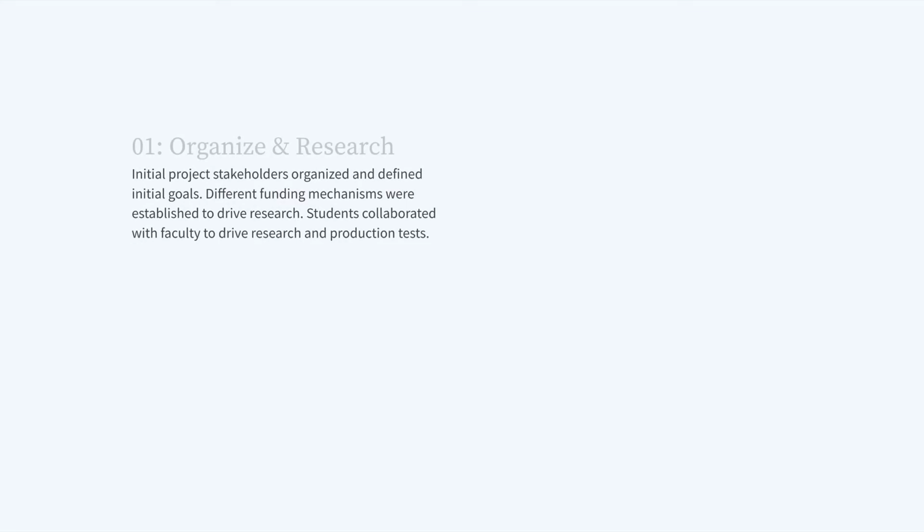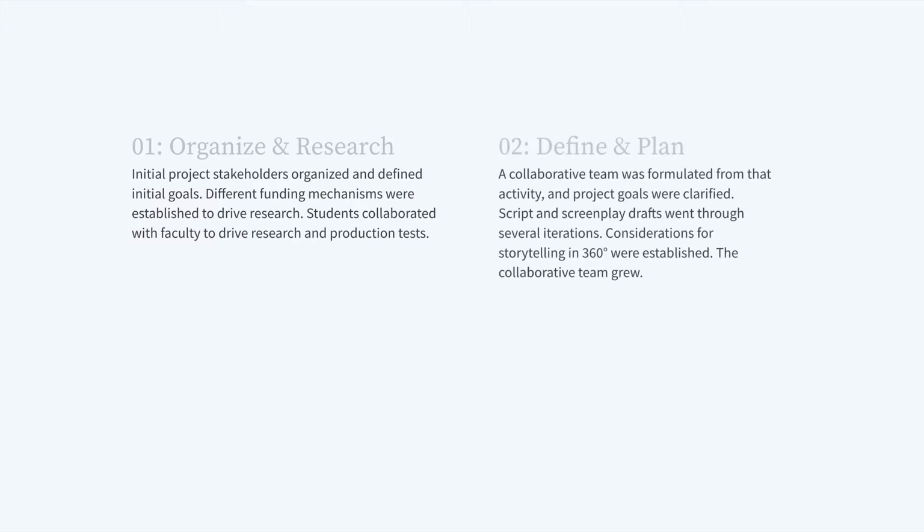And now we'll talk a bit more about the design process. Initial project stakeholders organized and defined initial goals. Different funding mechanisms were established to drive research, and students collaborated with faculty to drive research and production tests. A collaborative team was formulated from that activity, and project goals were clarified. Script and screenplay drafts went through several iterations. Considerations for storytelling in 360 degrees were established, and the collaborative team grew.